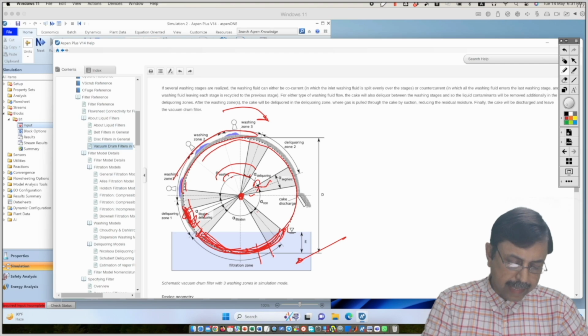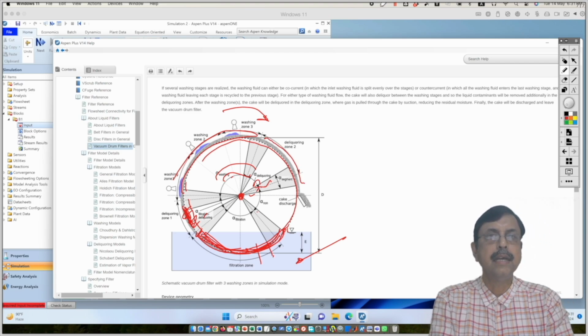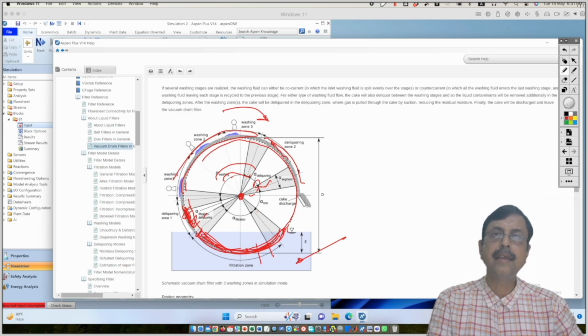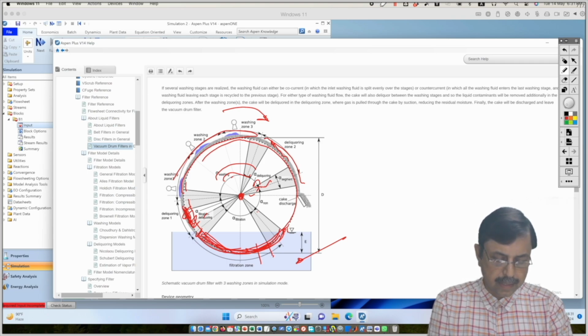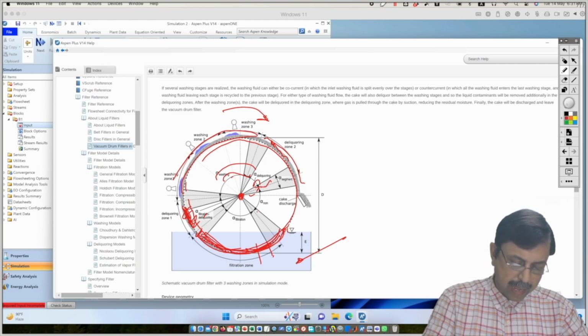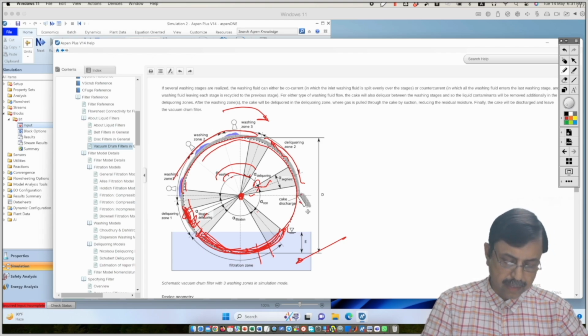So the second deliquoring zone is over here, whereby the extra amount of washing liquid that has gone to the cake can be removed from there. So this is the second deliquoring. And once the cake reaches over here, we have a scraper. And this scraper will scrape the solid from the surface so that the surface is regenerated.